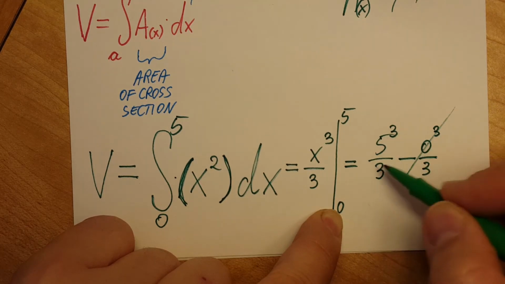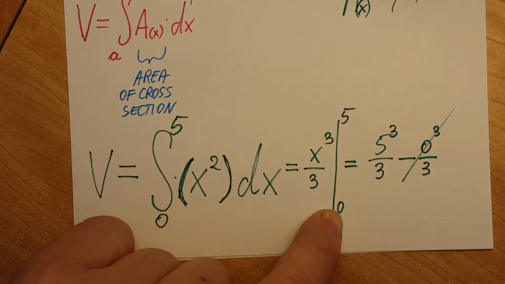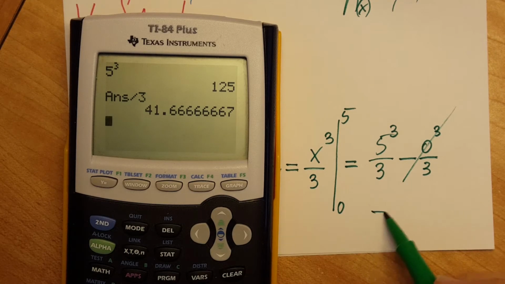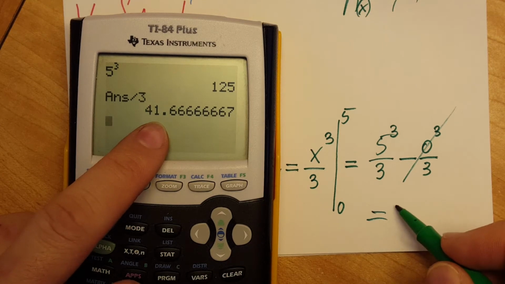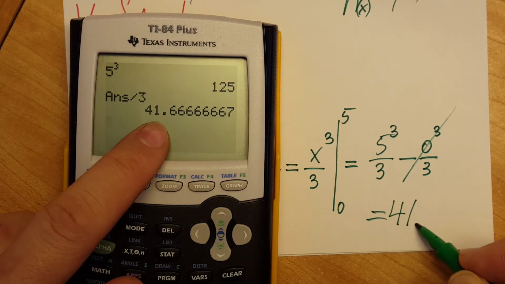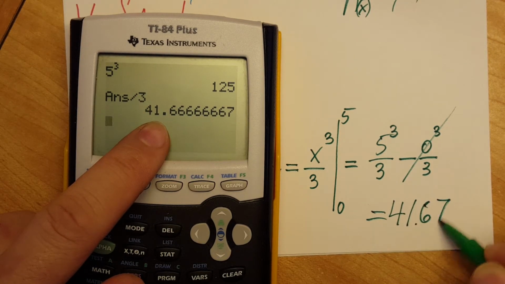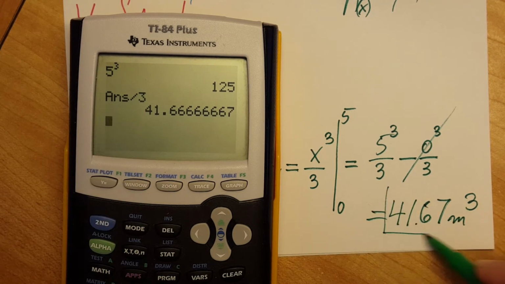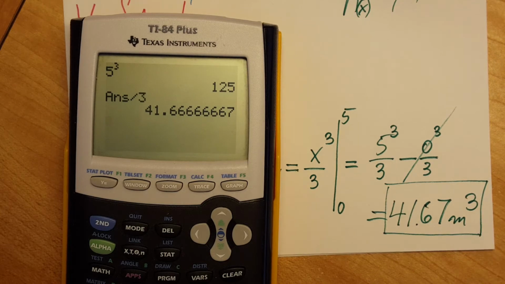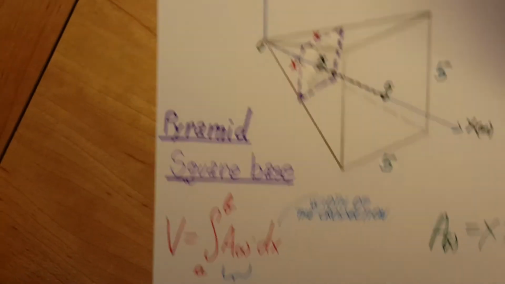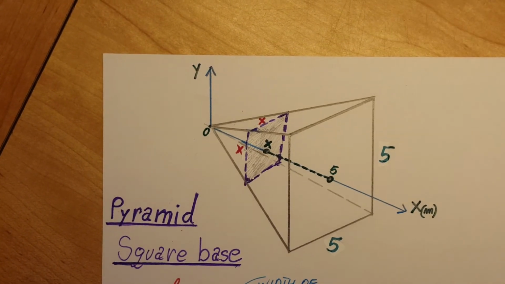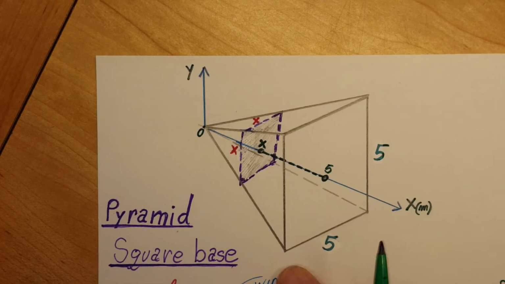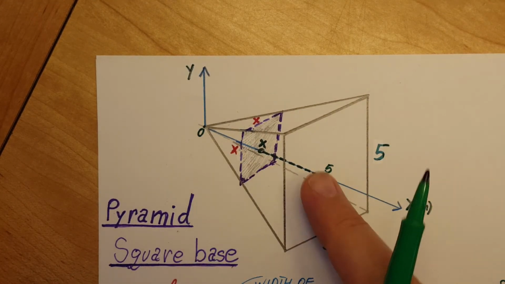So all we have to worry about is this, which we can find with a calculator. And there it is. We found our volume, 41.67 meters cubed. And there you go. That's our value for the volume of the pyramid, with a square base of 5 by 5 and a height of 5.